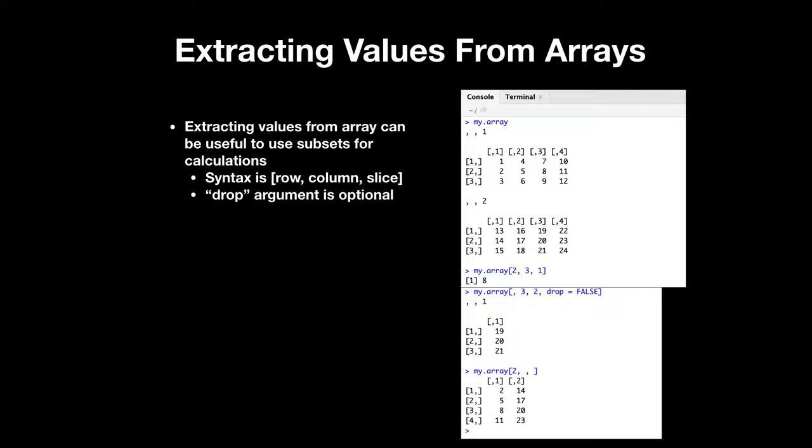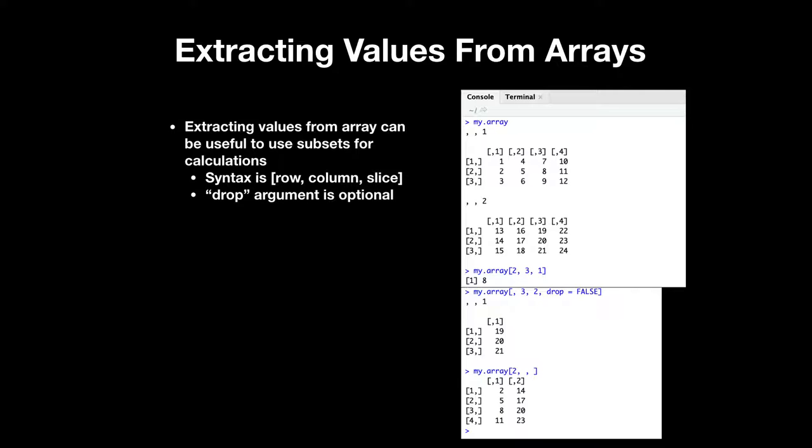So when you have these type of data types, there's going to come a point where you're going to want to extract values from an array. Extracting values from an array can be useful to use subsets for calculations. So the syntax is what row you want it from, what column, and what slice. The drop argument is optional. So we see here on the right that my.array shows the 2 slices of 1 through 24.